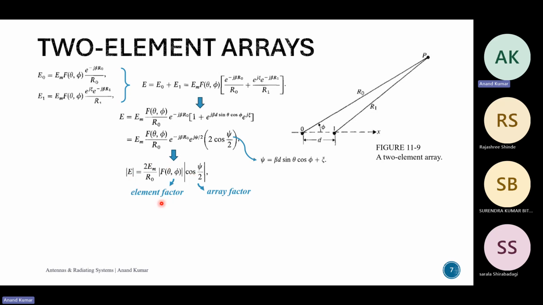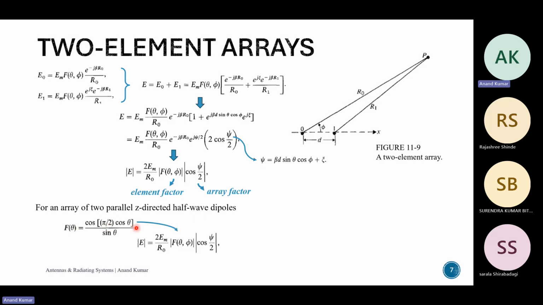If we replace the dipoles with, for example, patch antennas, then the array factor would remain the same if the arrangement remains the same, but the element factor would change based on the new type of antenna, which is the patch antenna. So these are the two terms that we have to keep in mind. Take an example: if we had two parallel z-directed half-wave dipoles, in this case we will have the element factor f(θ) given like this, and then we can put this inside the electric field expression, and we get the final electric field expression for the parallel z-directed half-wave dipoles.